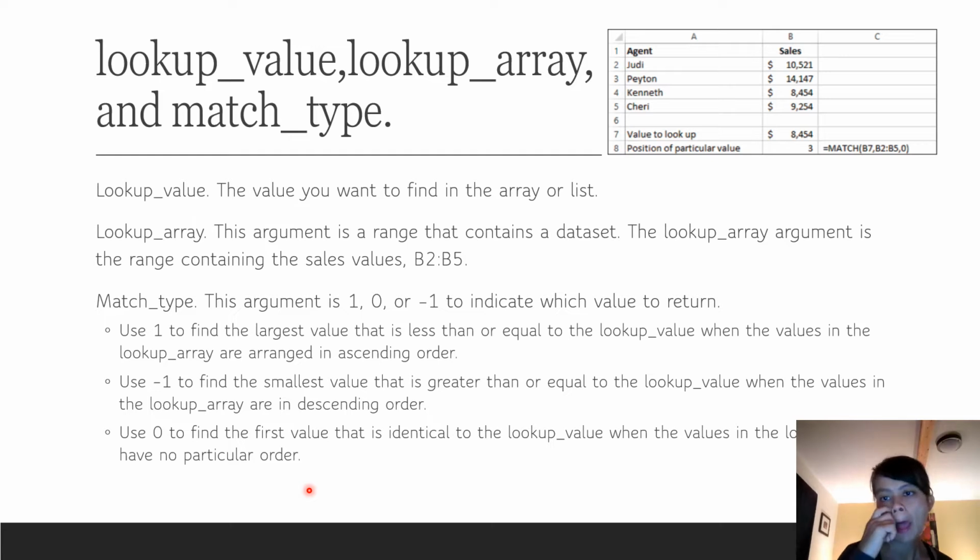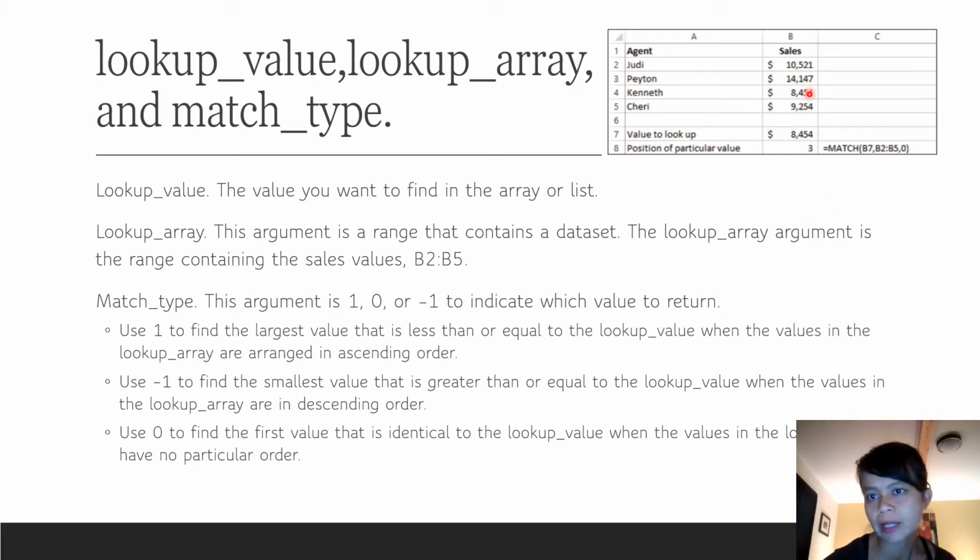Okay. So in this case, we'll use 0 because the values are not in any particular order and you want the exact match. So you want to look up 8,454. You type in B7 here, which is the value you want to look up. Then you select the array, which is B2 to B5, and then the match type, which is 0. And you might be wondering, why do I need to do that?